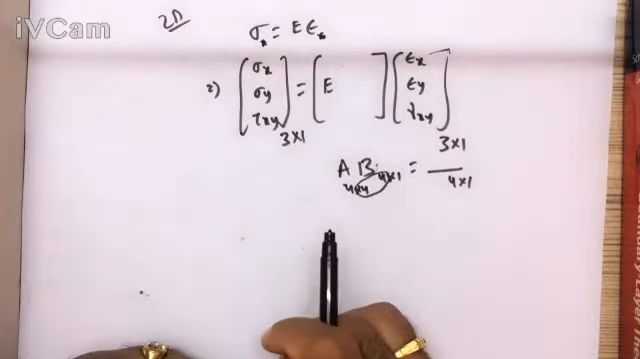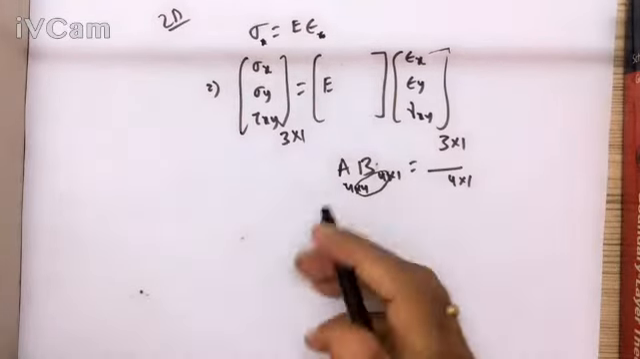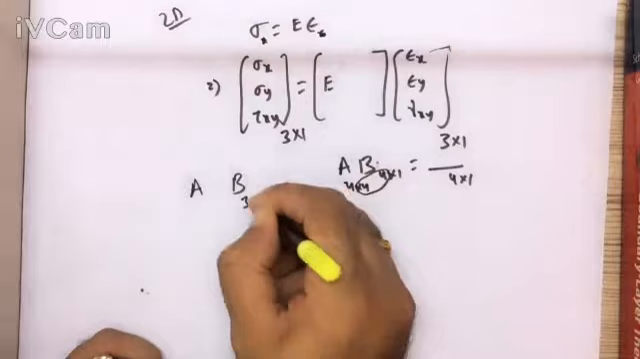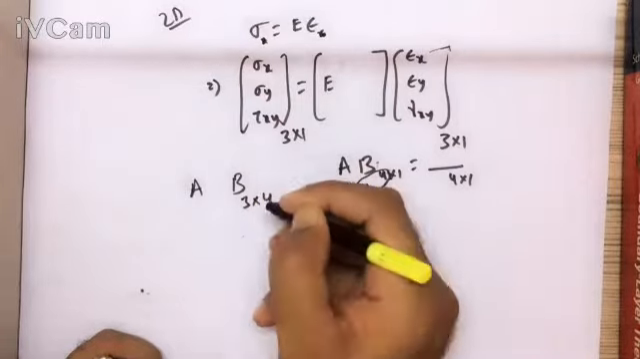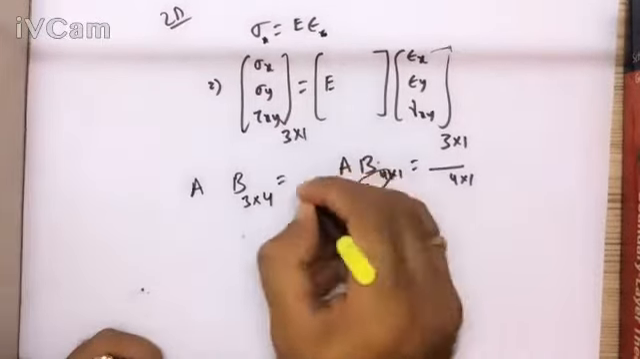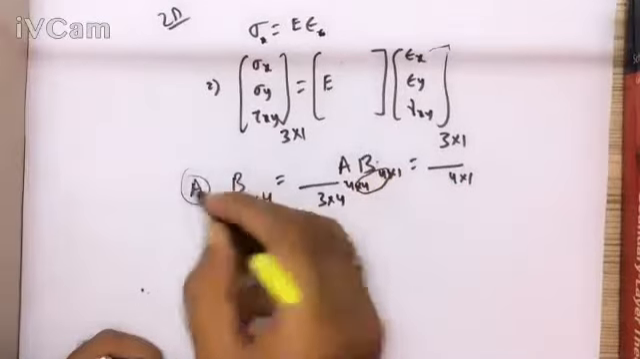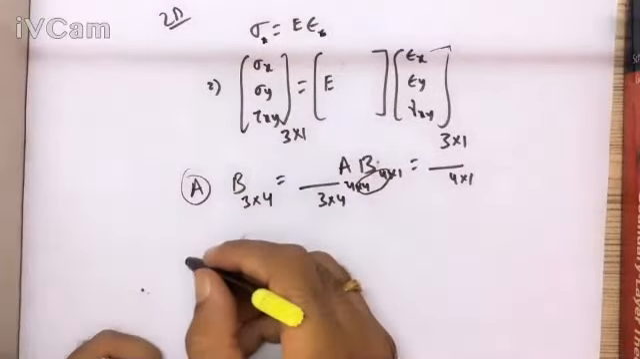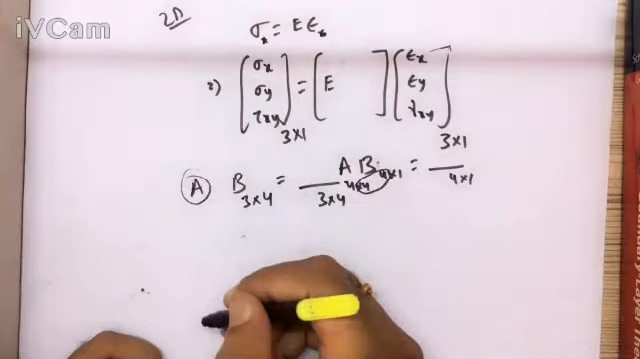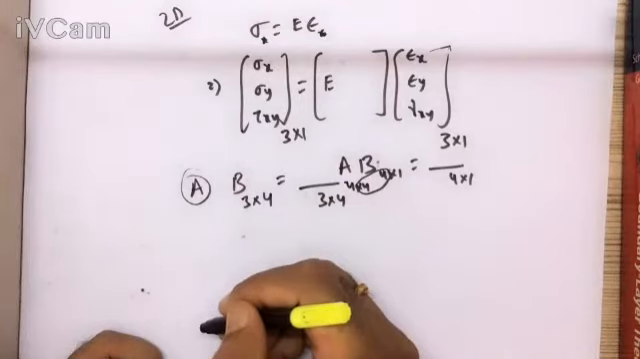Say for example, I have A, B. A is 3 by 4 and I want the resultant to be 3 by 4. Then what should be the A matrix? A matrix should be the corresponding square matrix, that is 3 by 3.